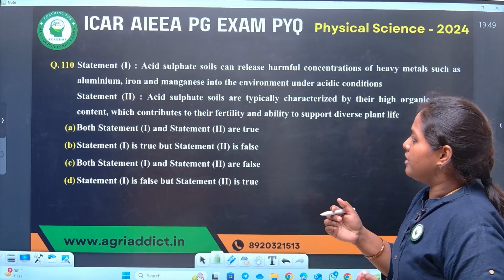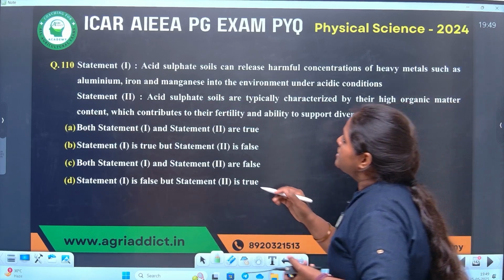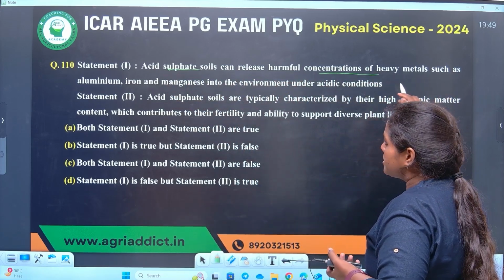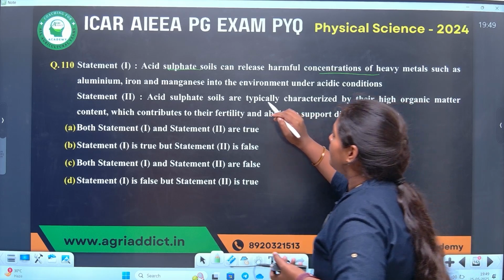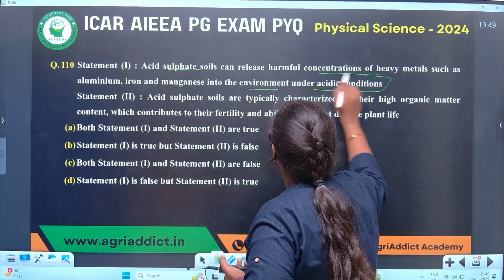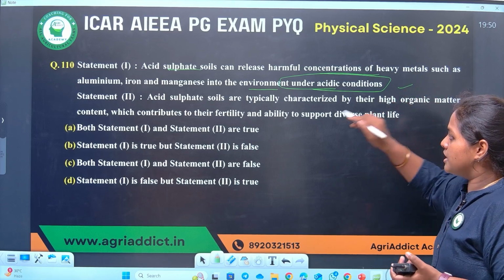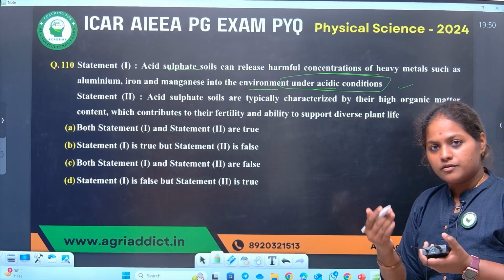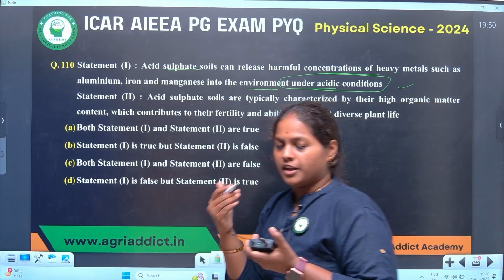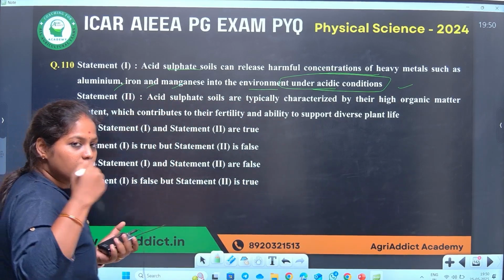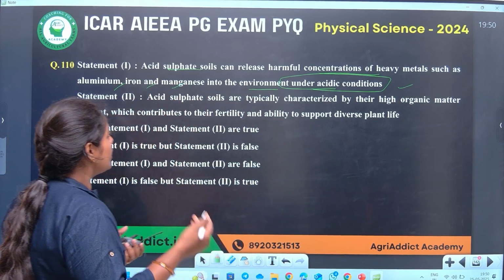Question number 110, statement 1. Acid sulfate soils can release harmful concentration of heavy metals such as aluminium, iron and manganese into environment under acidic conditions. Is it true? Yes, true, because under acidic condition the solubility of these particular metals, aluminium, iron and manganese, is going to increase in such a way that they are coming into the environment.